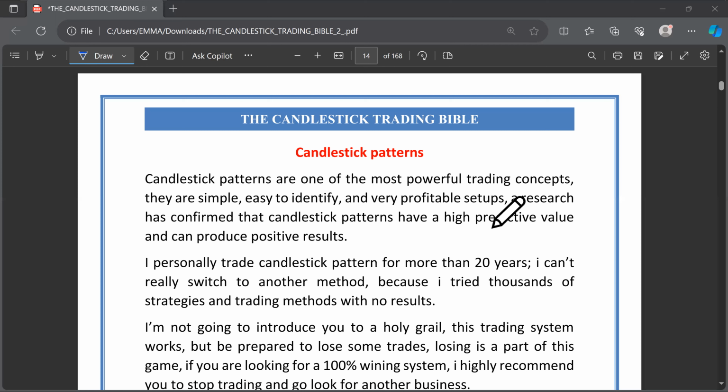Candlestick patterns are one of the most powerful trading concepts. They are simple, easy to identify, and profitable setups. Research has confirmed that candlestick patterns have a higher predictive value and can produce positive results.